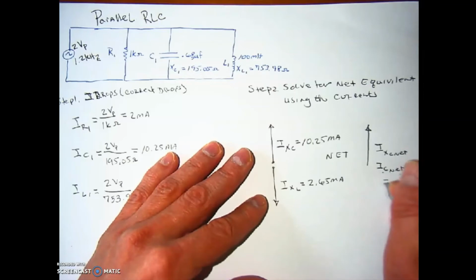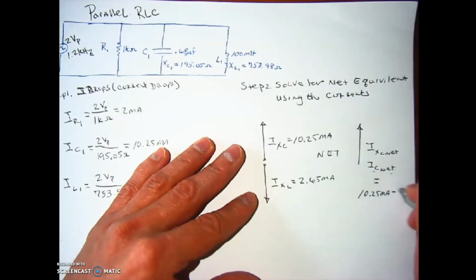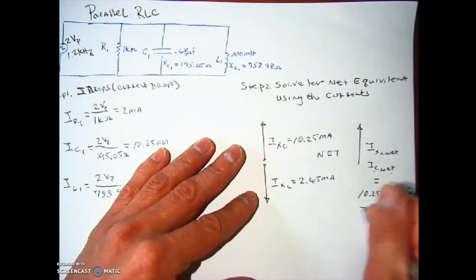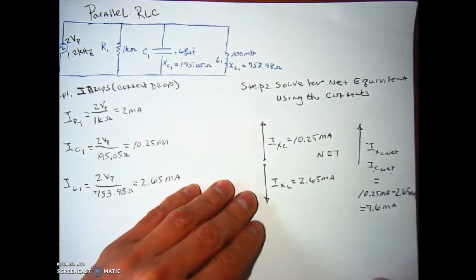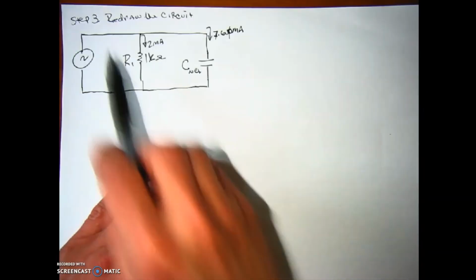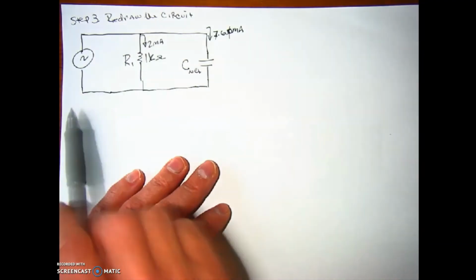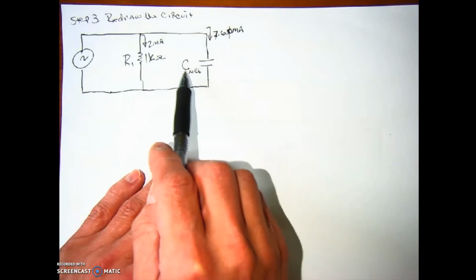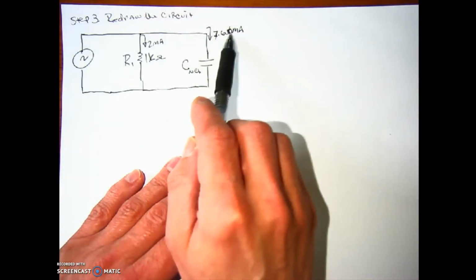It is going to be equal to the 10.25 milliamperes minus the 2.65 milliamperes, and that's going to give us a total of 7.6 milliamperes of current. Step 3 requires us to redraw the circuit with our new net phasor, IC net, whose current came out to be 7.60 milliamperes.